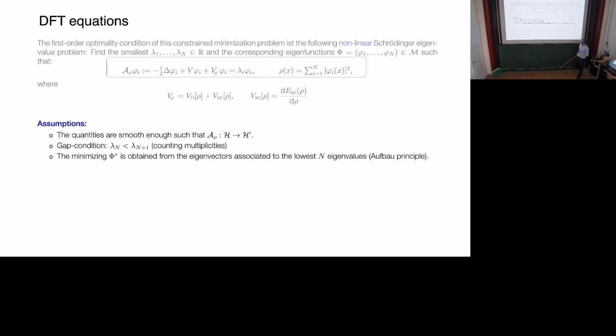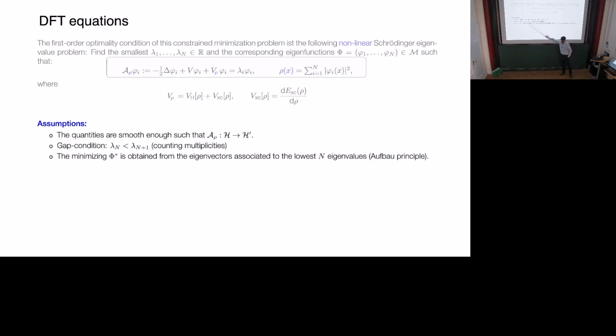So, assumptions: the objects are smooth enough such that this is really a mapping from H to its dual. So you can also, since it's a Hilbert space, apply the Riesz theorem.